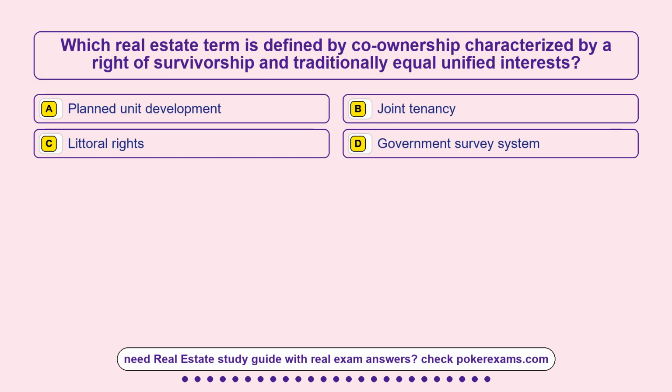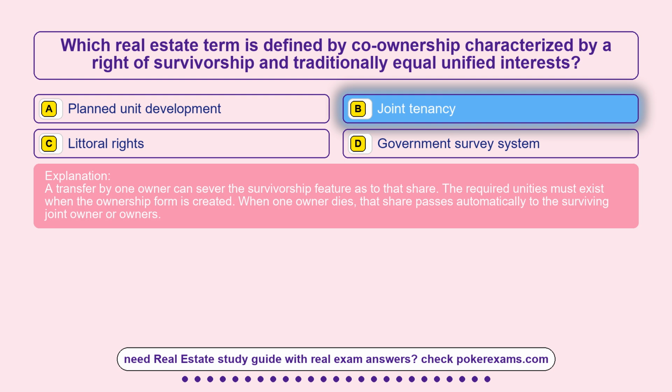Question 20. Which real estate term is defined by co-ownership characterized by a right of survivorship and traditionally equal unified interests? Option A, planned unit development. Option B, joint tenancy. Option C, literal rights. Option D, government survey system. The correct answer is option B, joint tenancy.